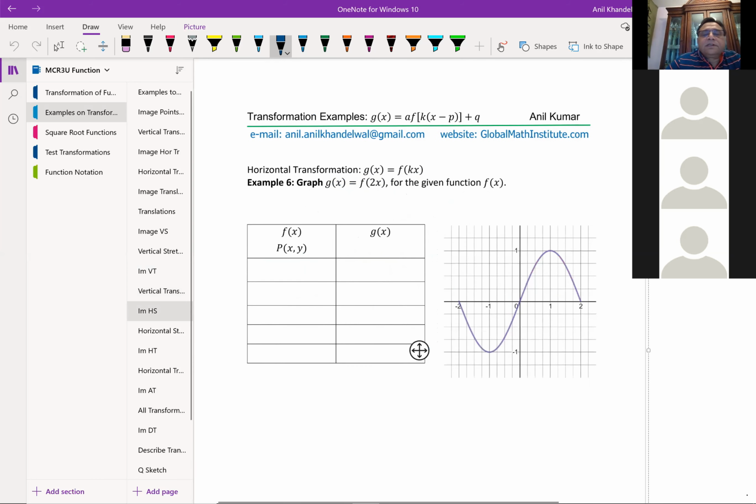Now, let's take horizontal stretch and compression. This time we're looking into the factor k, which is inside the bracket. This factor commands the horizontal stretch and compression and also reflection about the y-axis. The function we are going to work with is g of x equals f of 2x. We've just taken a general function here, which looks like a cubic function for us. Again, you need to do this transformation. Can Jake explain what kind of transformation I should expect here?